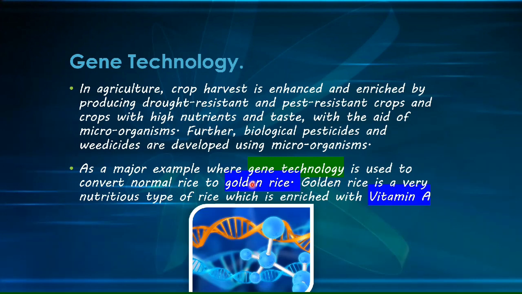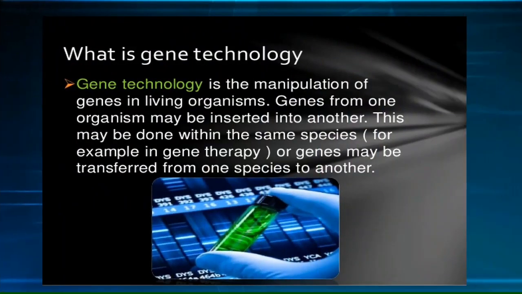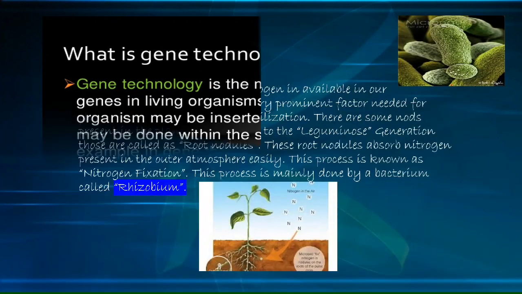As I told you, the major place where gene technology is used with bacteria is when human insulin is transferred into E. coli. And even in agriculture, normal rice is converted into golden rice, which is enriched with vitamin A, by using gene technology. Golden rice is enriched with vitamin A, and it is very nutritious for the human body. And you can see here a photo with more information about gene technology.